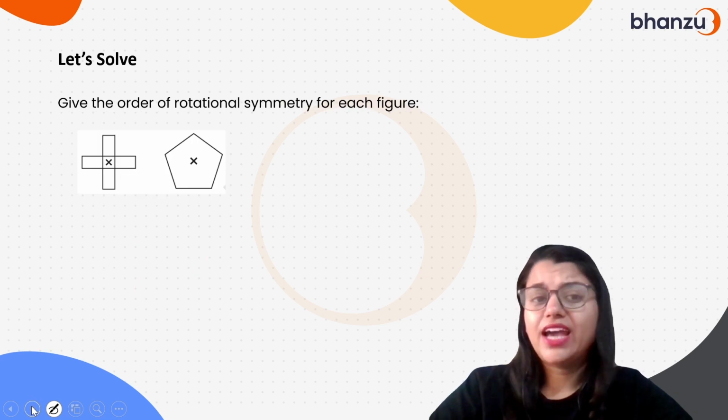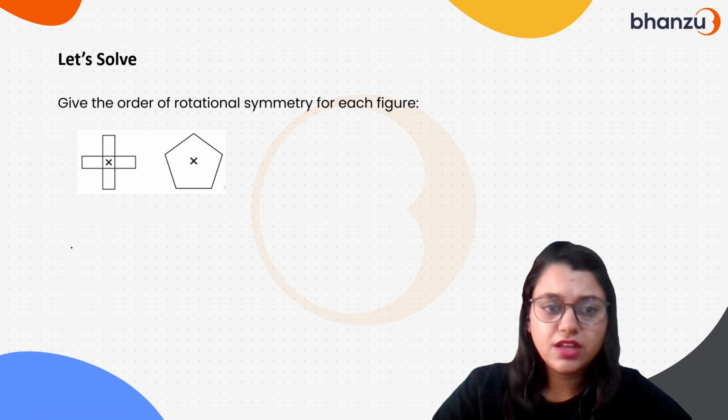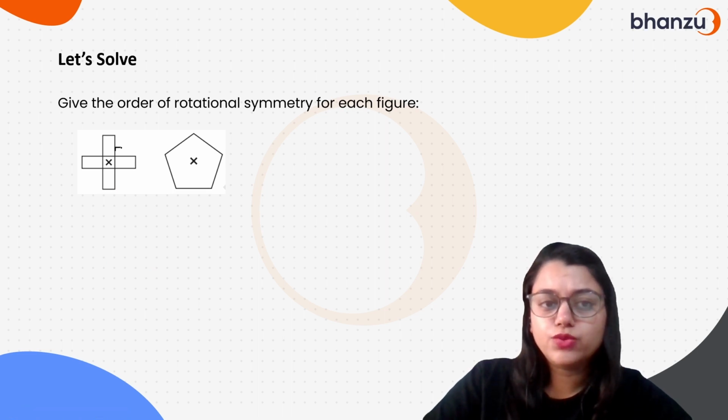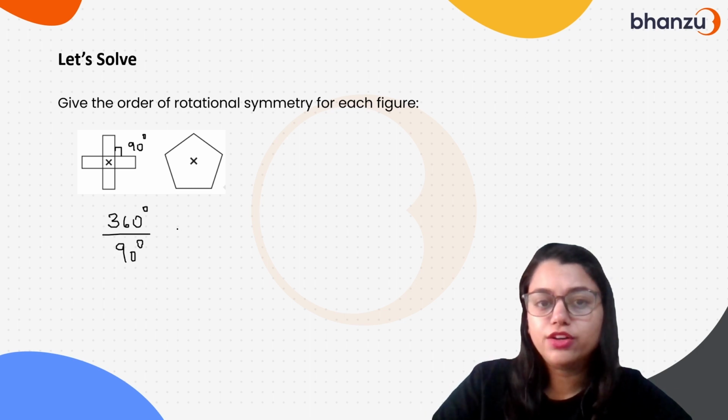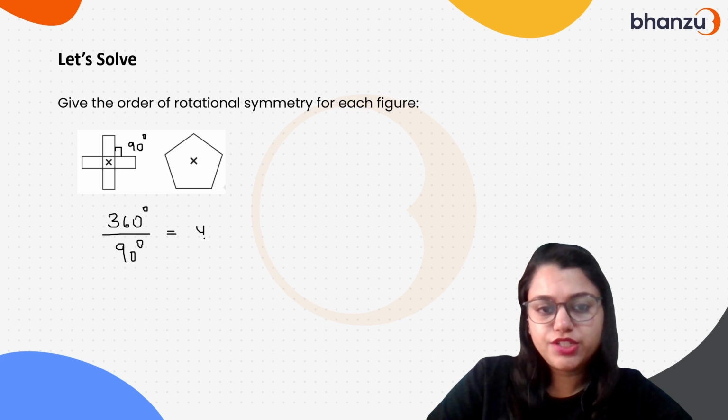So in this question, we have to find the order of rotational symmetry for these figures. Again, if you look at the first figure, students, you can see that the angle of rotation is 90 degrees. So again, using the same formula, 360 degrees divided by 90 degrees, we can calculate the order of rotational symmetry, which is 4 for the first figure.